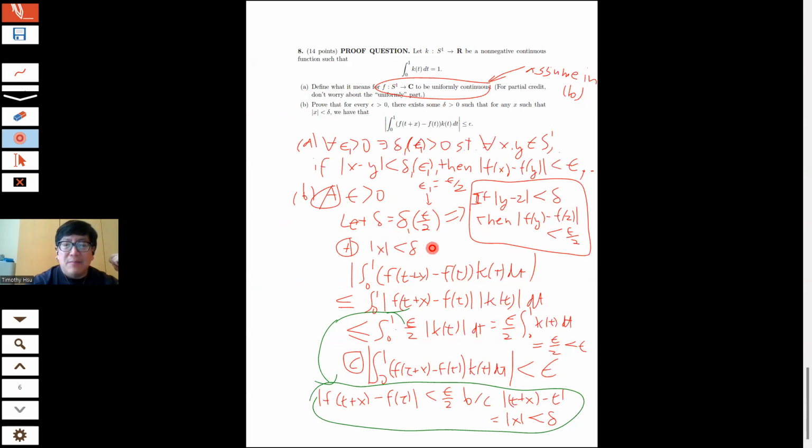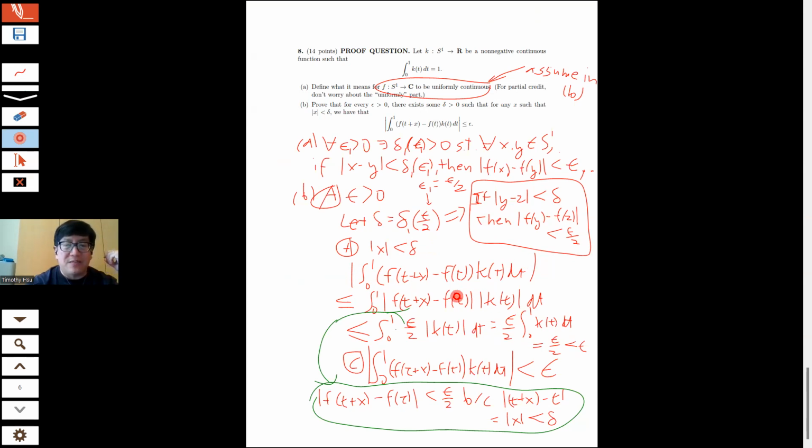Let delta be delta 1 of epsilon over 2 coming from part A, which is really just the thing that you have in part A, except replacing epsilon 1 with epsilon over 2. And so by part A, if the distance between y and z is less than delta, then the distance between f of y and f of z will be less than epsilon over 2. Great.